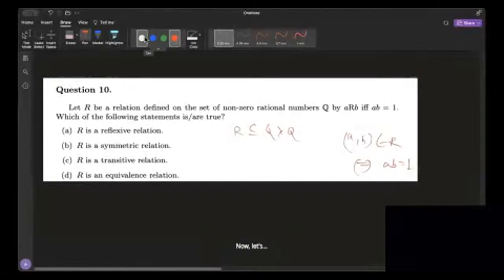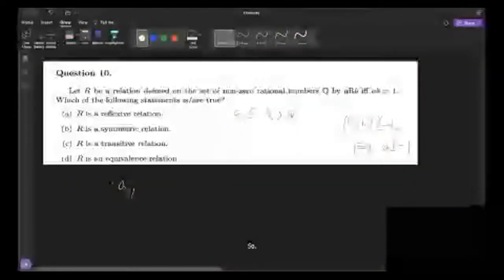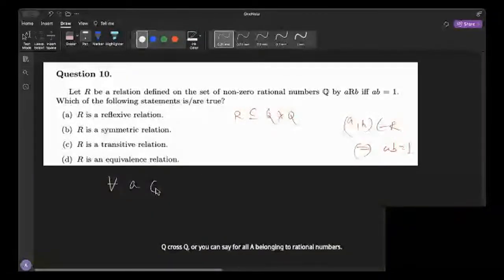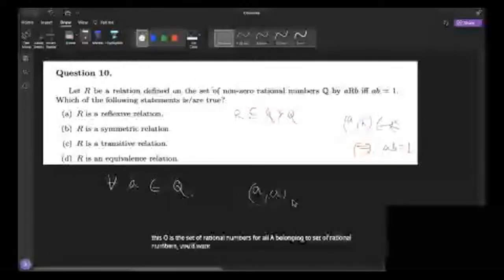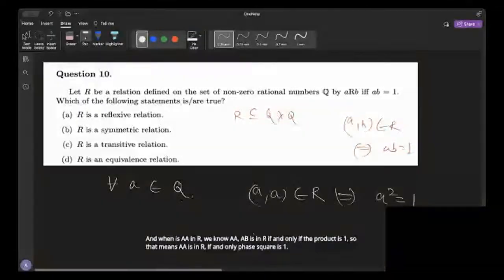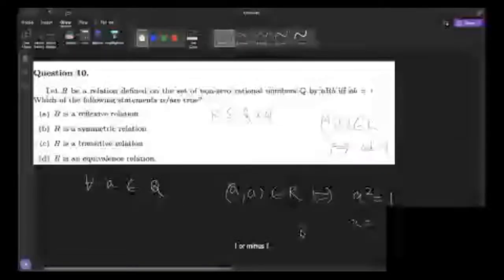Now let's test if this is a reflexive relation or not. For reflexive, what you have to do is, for all A belonging to the set of rational numbers, Q, you want (A, A) to belong to this relation R. R is the relation, Q is the set of rational numbers. So you want (A, A) to be in R. And when is (A, A) in R? We know (A, B) is in R if and only if the product is 1. So that means (A, A) is in R if and only if A times A is equal to 1.